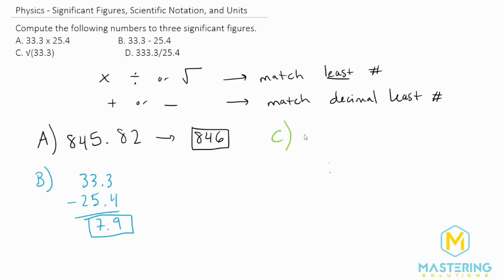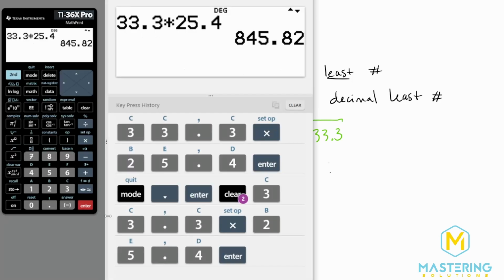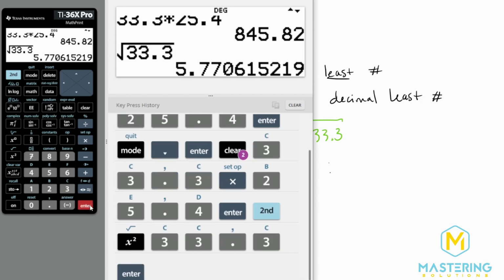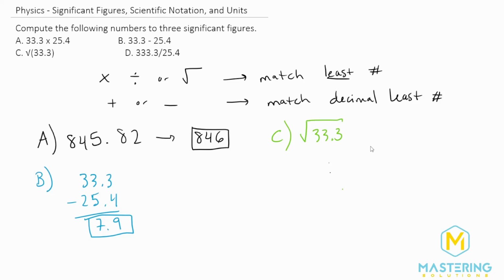For part C, we have the square root of 33.3. So square root of 33.3, we have 5.7706. Now again, we're doing the square root, so we'll match the least significant figures number. So we'll take the same number of significant figures as our number here, which is 3, so we'll have 5.77 as our answer for C.